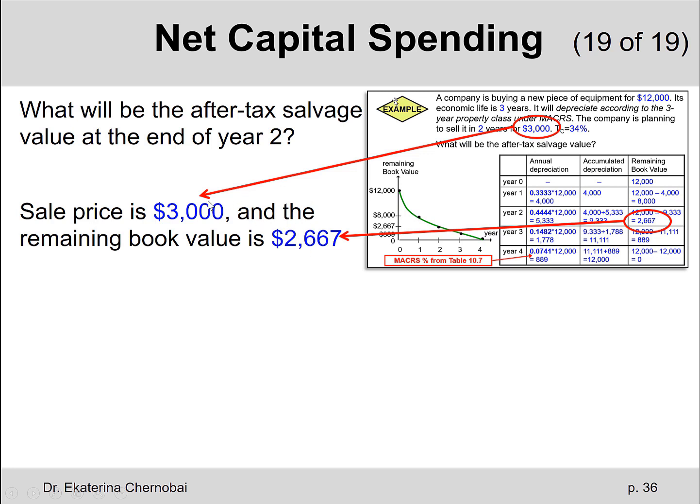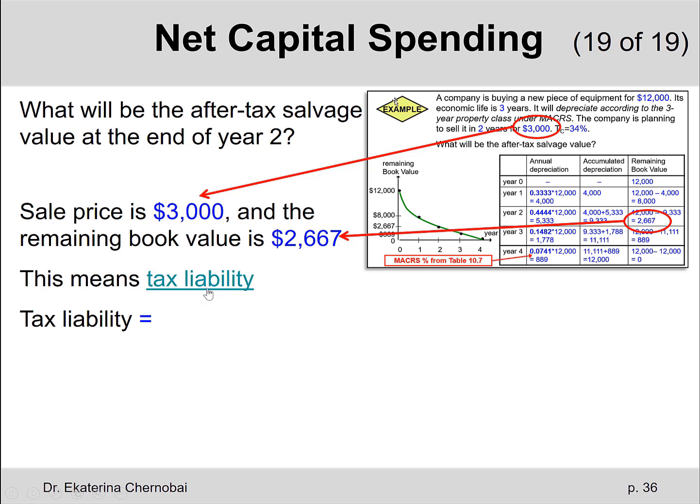This is the situation that we call a tax liability, because it's like you're selling something for more than it's worth. You're selling it at a profit. You'll be taxed on that. And I also had an explanation on one of the earlier slides about how this implies that the company has been paying too little in taxes over the 2 years.